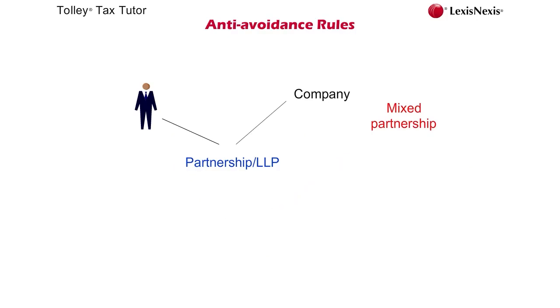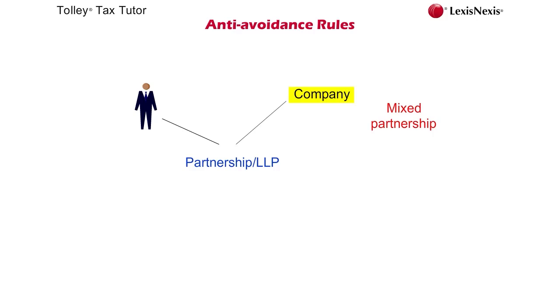Therefore, the use of a mixed partnership could result in significant tax savings. HMRC were concerned by the increasing number of businesses which used the flexibility of the partnership profit and loss sharing arrangements to secure tax advantages in a mixed partnership. Consequently, anti-avoidance rules were introduced to combat this practice. These anti-avoidance rules apply to all mixed partnerships, including limited liability partnerships which have a corporate member.